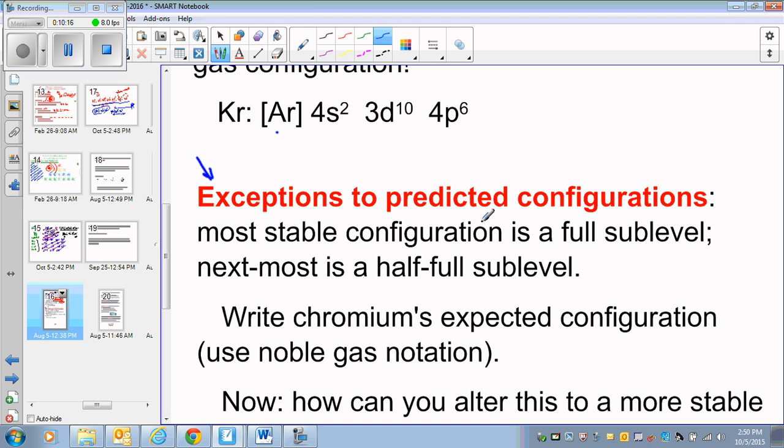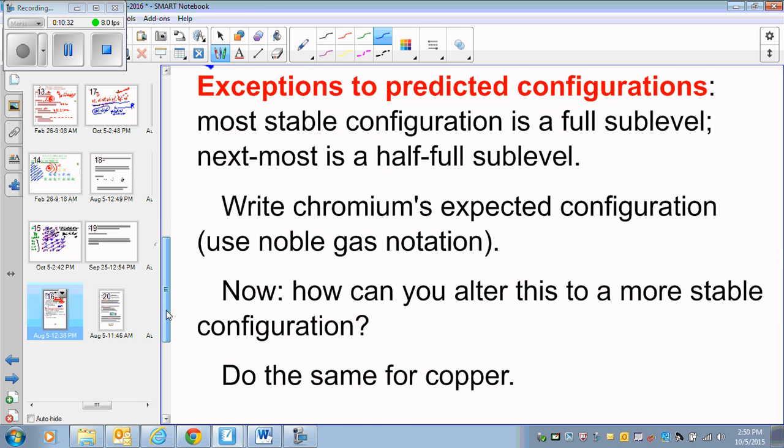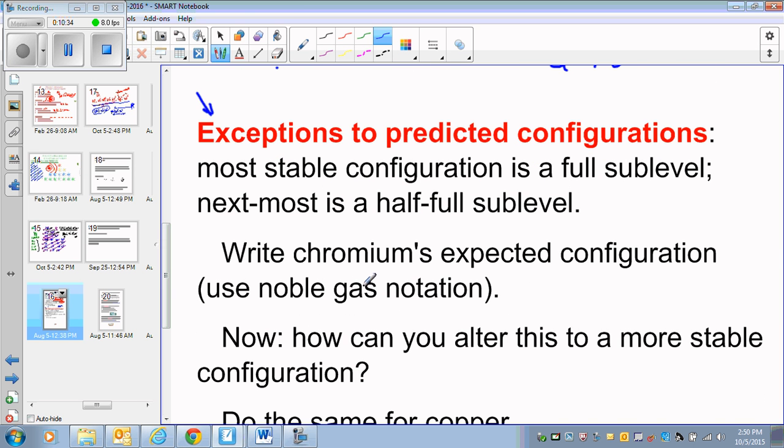So the most stable configuration is the full sublevel, like we like to have 4s2 and we like to do 3d10. That makes it stable: if s can take 2 it has 2, if d can take 10 it has 10. But sometimes this does not happen. Like for chromium, the noble gas configuration for chromium, so let's write it. Chromium has 24 electrons.